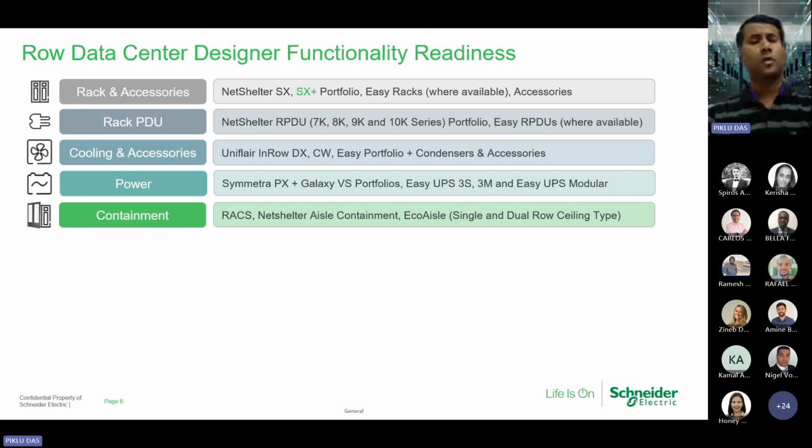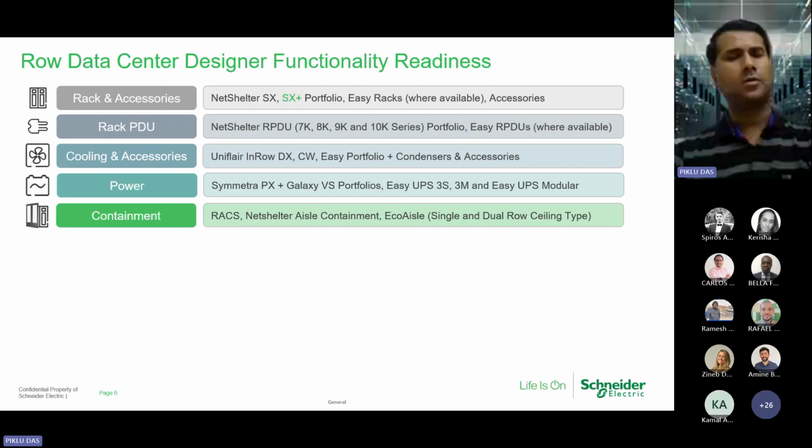On the containment, yes, we have the RACS, the NetShelter aisle containment, and the old EcoAisle containment also available. You won't find the HyperPod in the Row Designer because the direction that we have received from the line of business is that the HyperPod will go as a standalone solution. That means if you have a requirement of a HyperPod for a white space data center, you can do it with the help of multiple design options in the design portal. So in one design, you can create the white space data center IT racks in Row Data Center Designer, and in another design you can create the HyperPod.